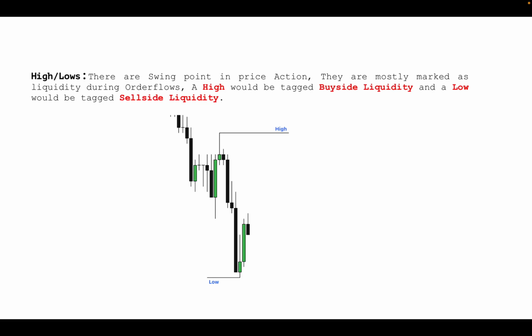So these swing points are usually marked as liquidity during order flow. A high would be tagged buy side liquidity, like I said, and a low would be tagged sell side liquidity. So a high, we can have relatively equal highs. We can have just a single high.